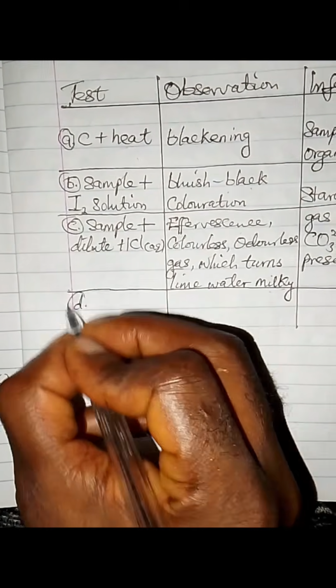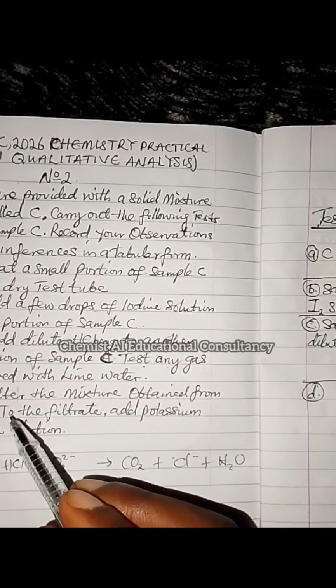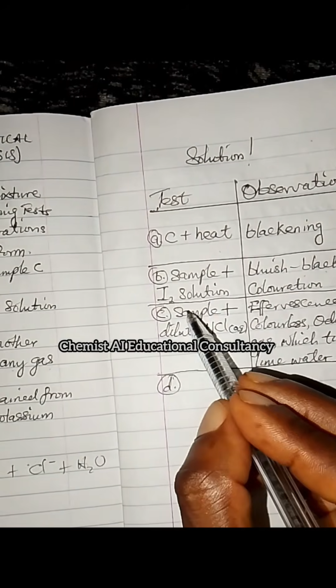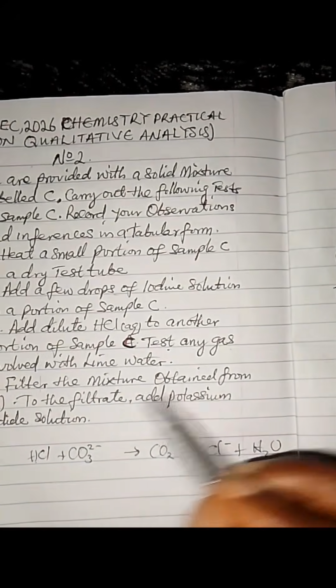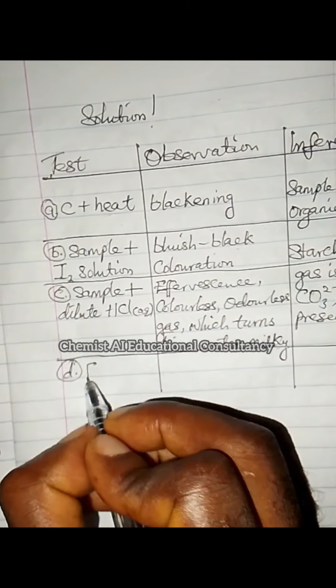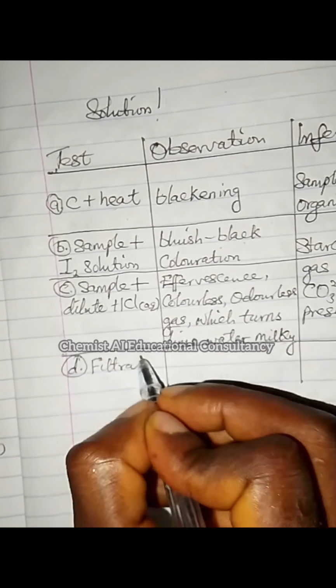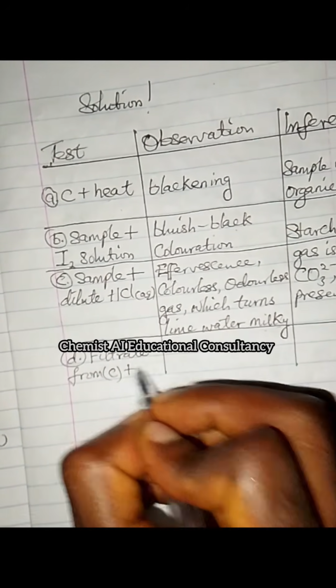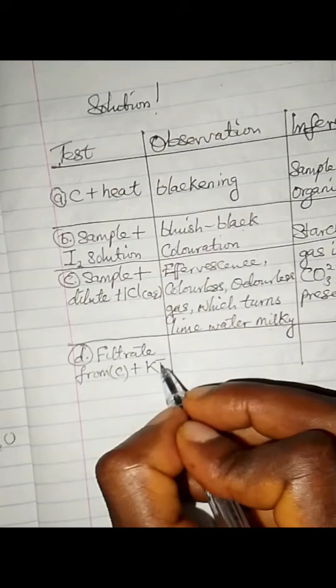The last question is about the filtrate. Remember, they say you should filter the mixture obtained when you added dilute acid. You have to perform filtration to get the liquid part called filtrate. And then the question is asking you a question on the test of the filtrate. So the question says, add potassium iodide to the clear solution, that is a filtrate. You simply write filtrate from C plus potassium iodide, KI.